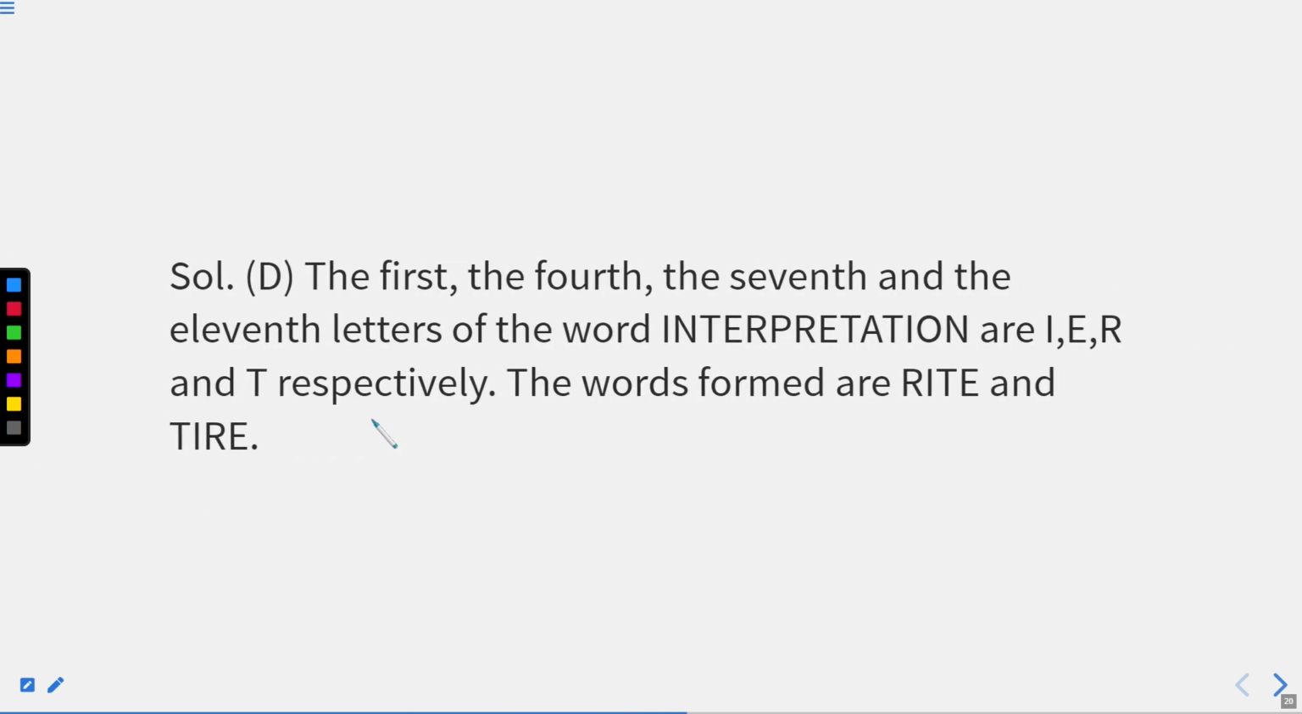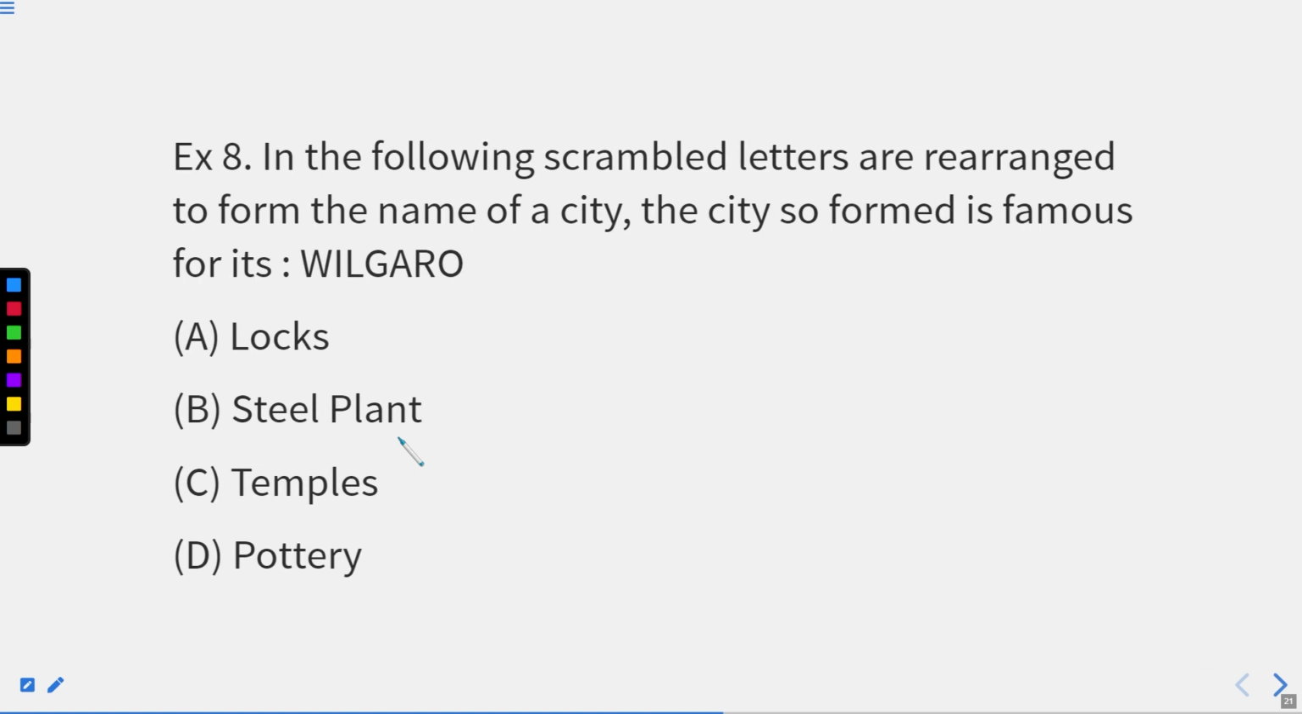So students, what we are doing here: first we are reading the question carefully, understanding what is the demand of the question, and then we'll move step by step accordingly and get closer to our answer. So this is the basic procedure for each and every type of question, right? Now we'll move to the next question. Here we'll understand something different.